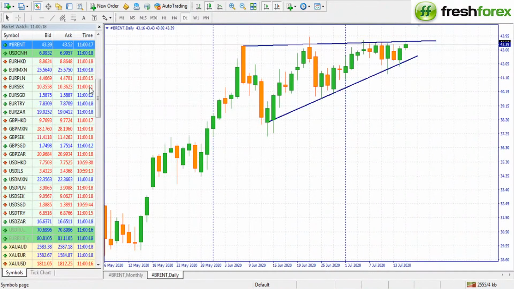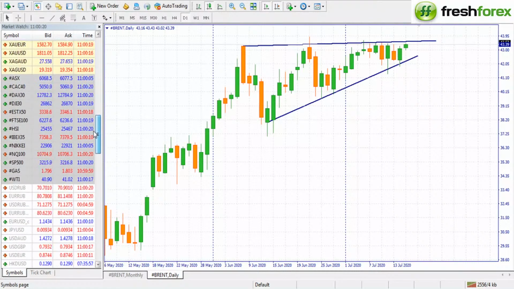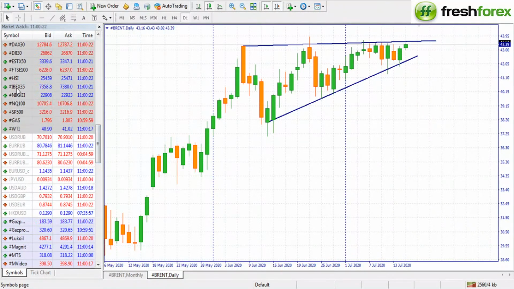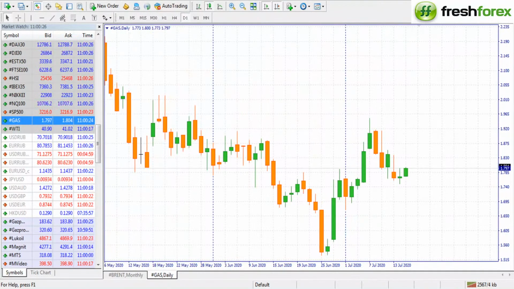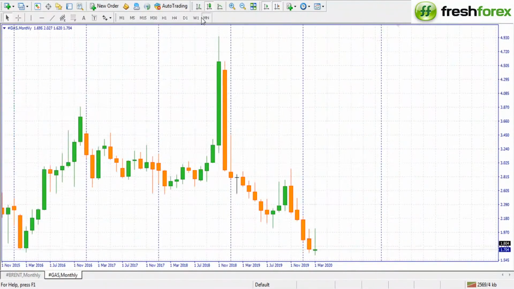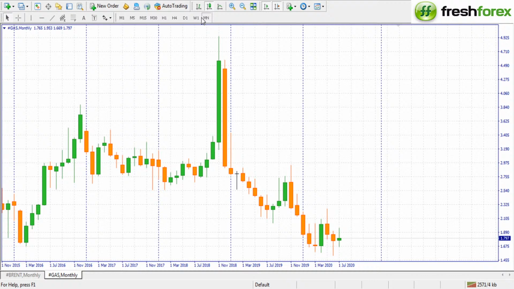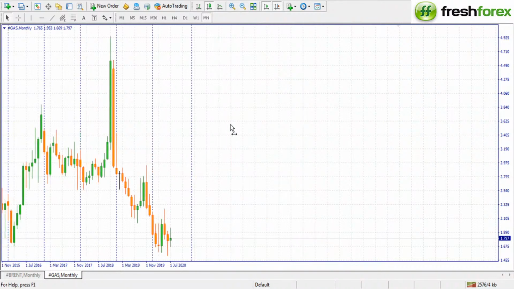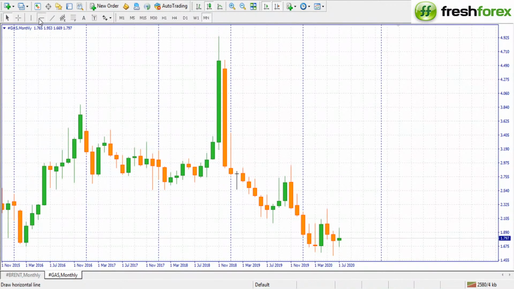The next chart we'll look at is natural gas. So this is how the natural gas looks. There's not much data on this one, but the information you have, you can use properly.